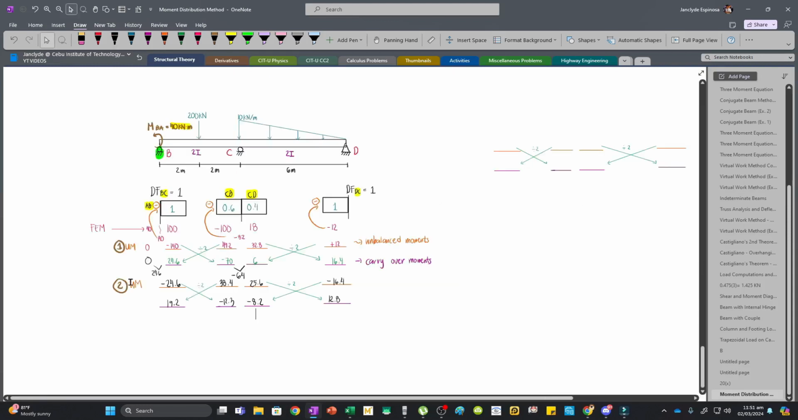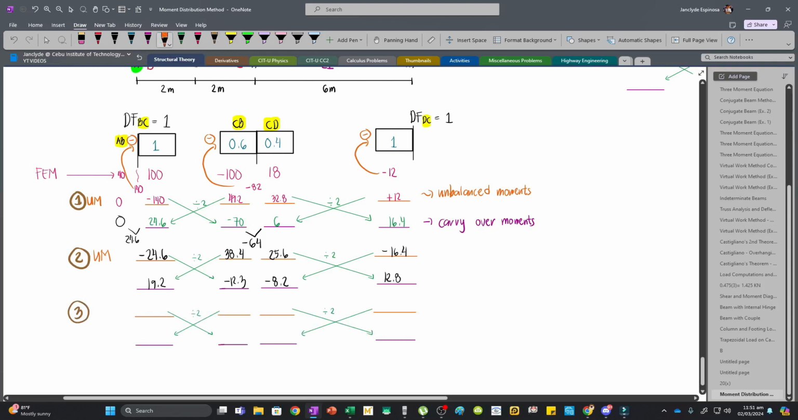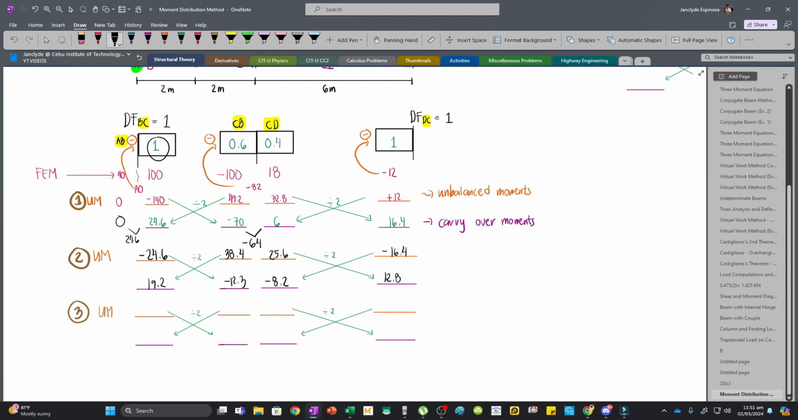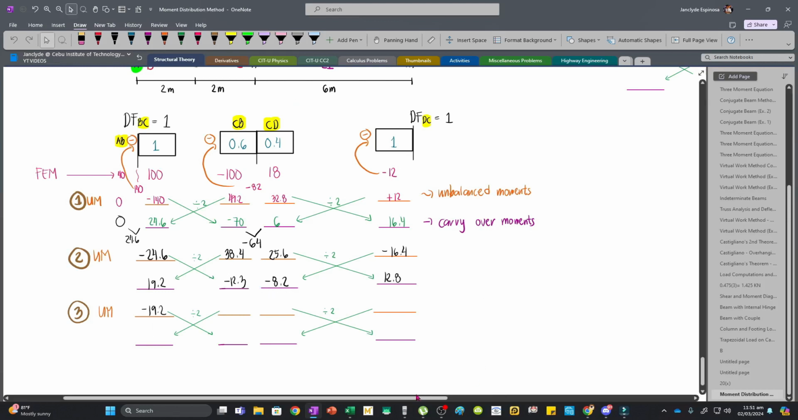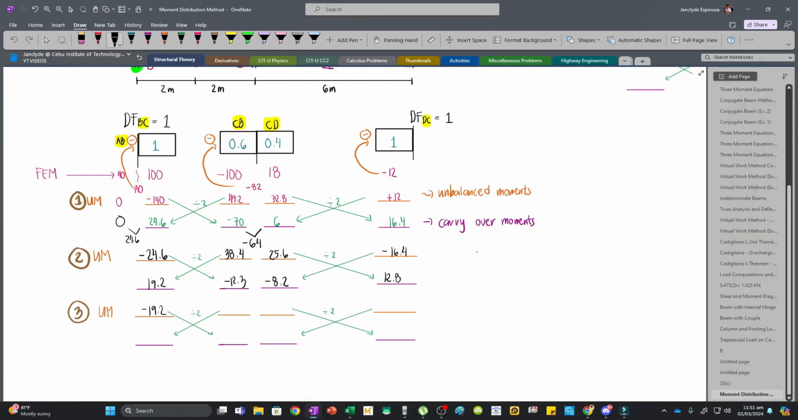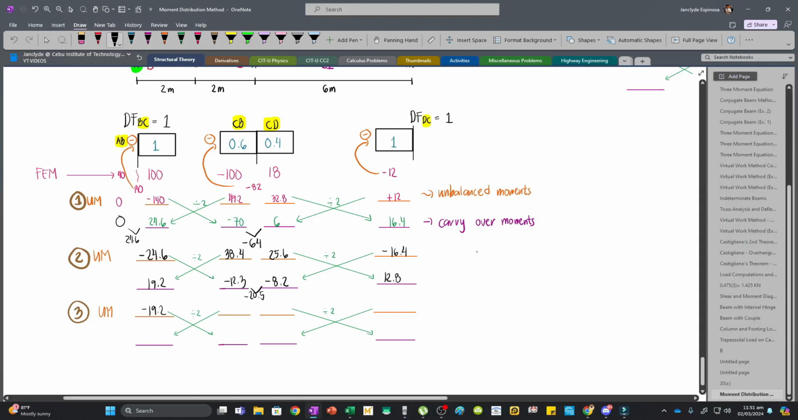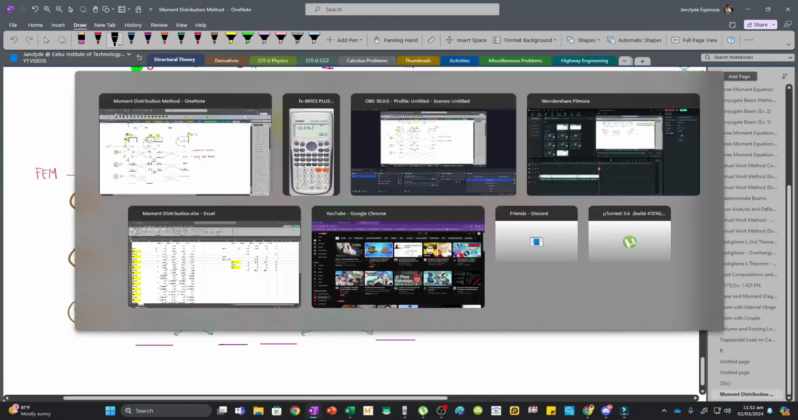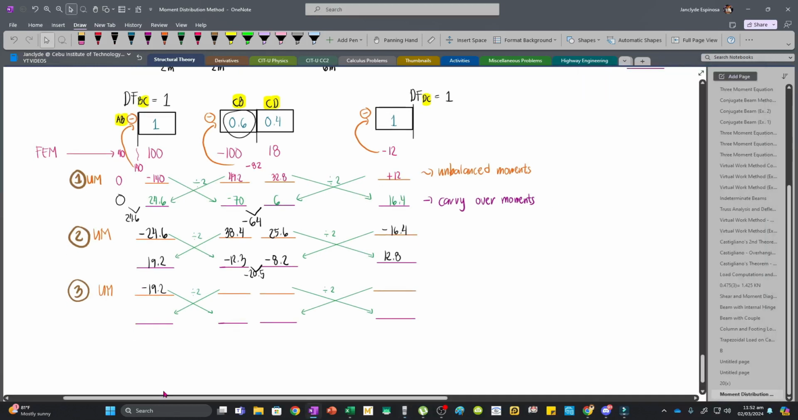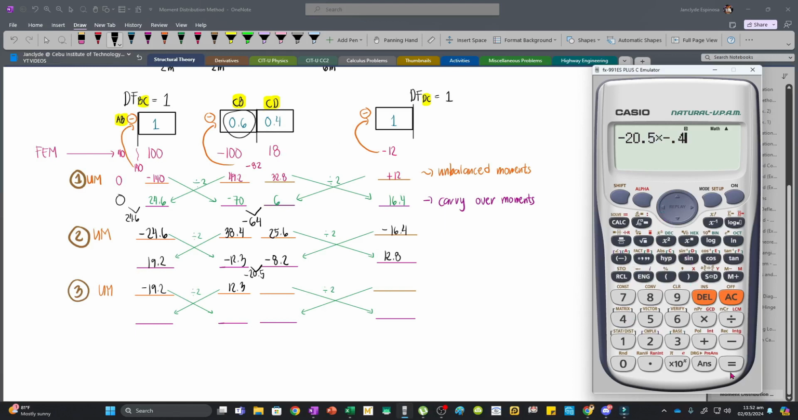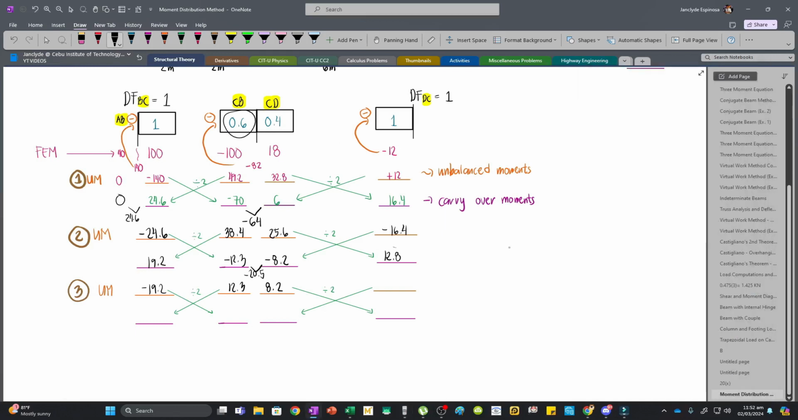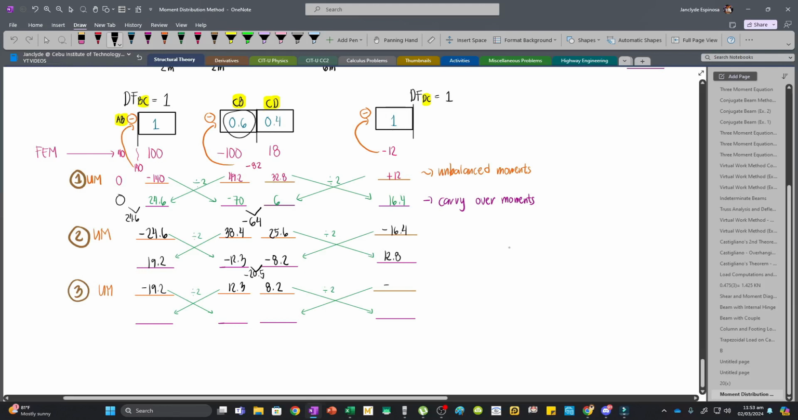And so let's do another cycle. And so we'll compute new unbalanced moments. So our unbalanced moments will be, for this one, we have 19.2 times negative 1. That'll be minus 19.2. And then minus 12.3 minus 8.2, that'll give us minus 20.5. So this is minus 20.5. And then minus 20.5 times negative 0.6, that will be 12.3. So this is 12.3. And then times 0.4, that will be 8.2. And then 12.8 times negative 1, that will be minus 12.8.